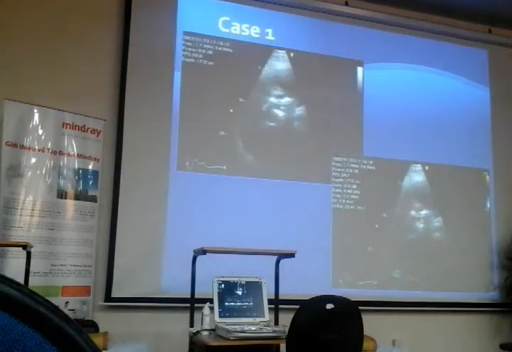And this planimetered valve area was much smaller than 1.3 centimeter squared.